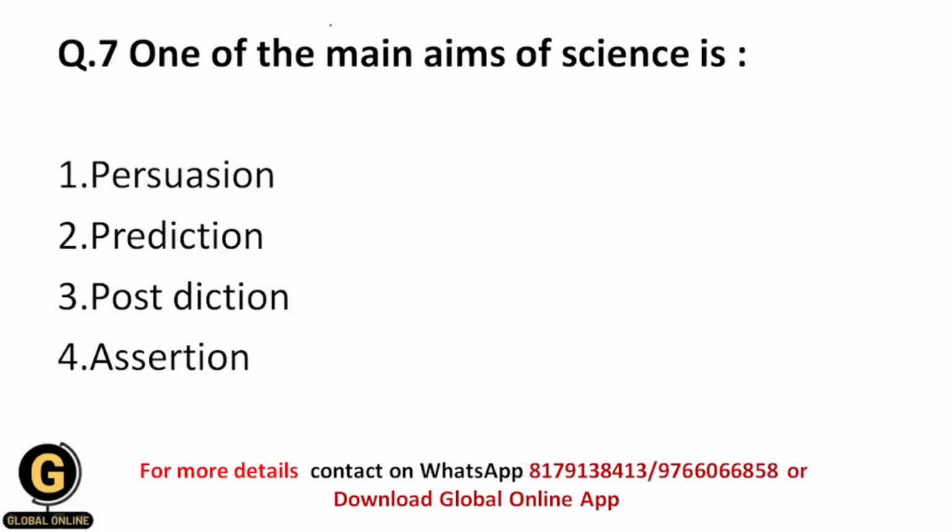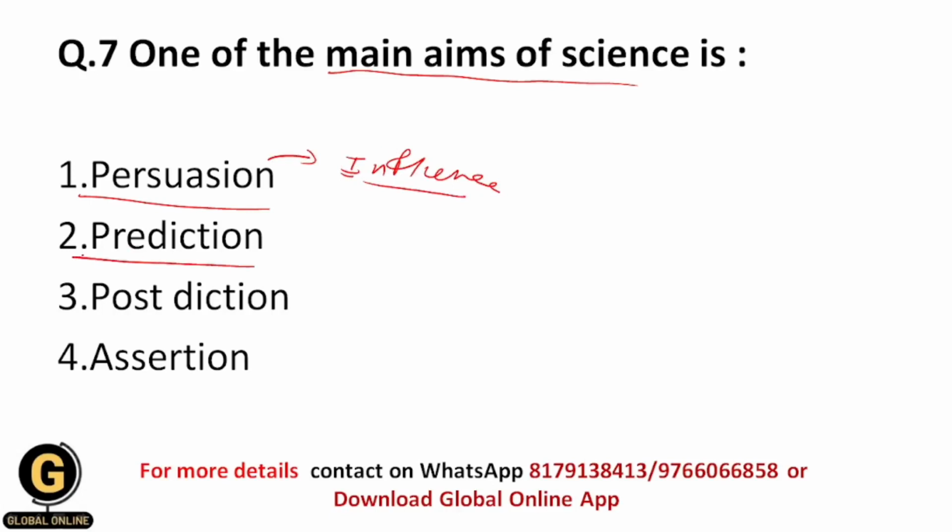Now students, let us move to our question 7. In this question it has been asked what is the main aim of science. So let us see the options. First option is persuasion. Persuasion means influence, so this is the attempt of influencing another person's behavior. Then second is prediction. Prediction is a statement about what will happen in the future.